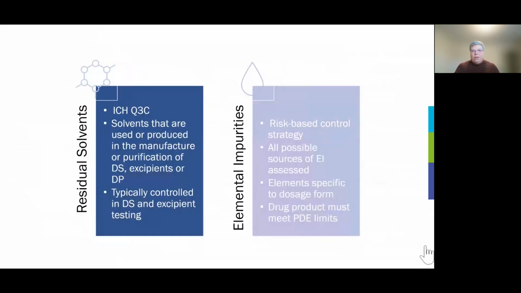So other things that go on your specification are residual solvents and elemental impurities. The residual solvents are ICH Q3C, and you have to consider any solvent that could be used or produced in the manufacture or purification of your drug substance, excipients, or your drug product. So it's kind of a risk assessment where you say, I know that this set of 10 solvents were used in the manufacture of everything that went into this, and then do an assessment of whether or not you need to test for that.